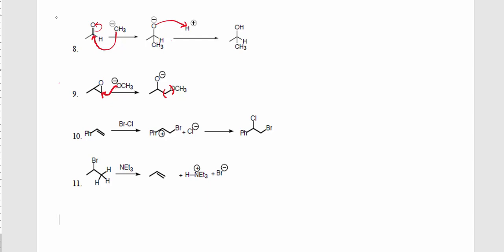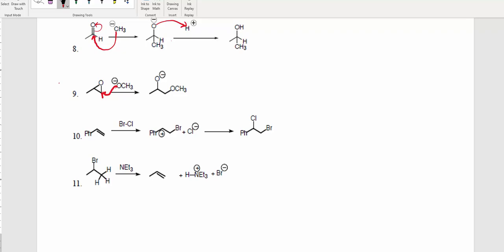So it starts at oxygen. Oxygen has those lone pairs, and it ends at that carbon. We'll get into why that carbon and not the other one at another time, but it ends at that carbon. And then we push these electrons up onto the oxygen. So we have 1 bond being made and 1 bond being broken. And that's how we go from our reactants to products in number 9.